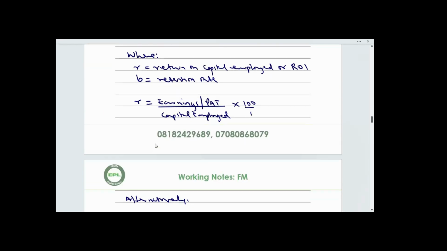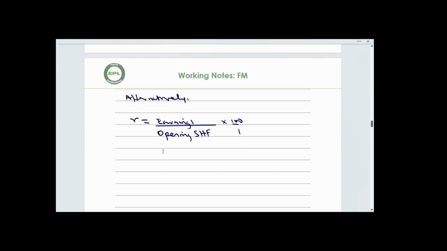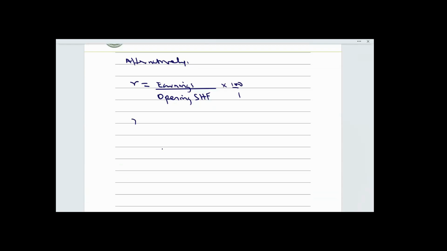Then how do you compute the retention rate? B equal to retention rates. Retention rate can be calculated in several ways depending on the information available. If you are given earnings in the question, then I can say retention is earnings minus dividend over earnings.